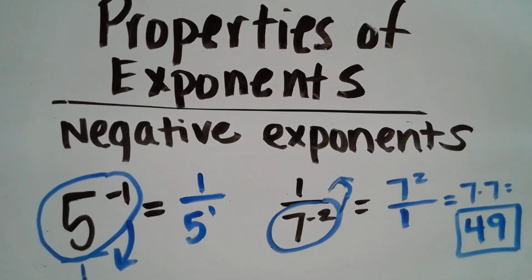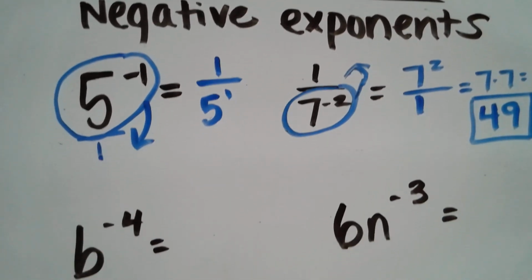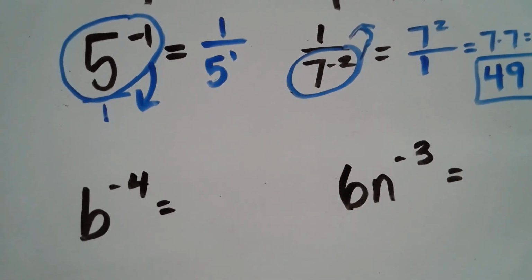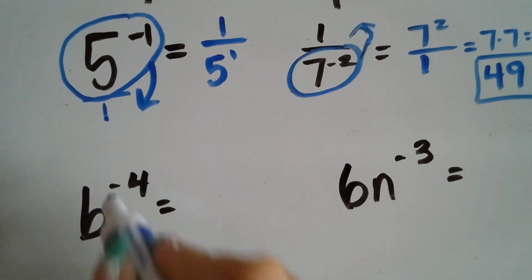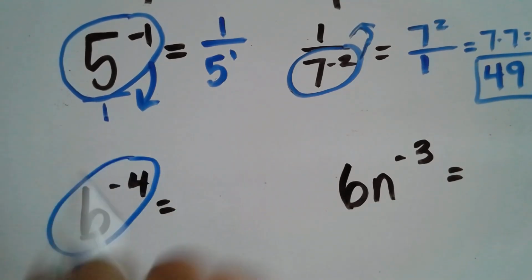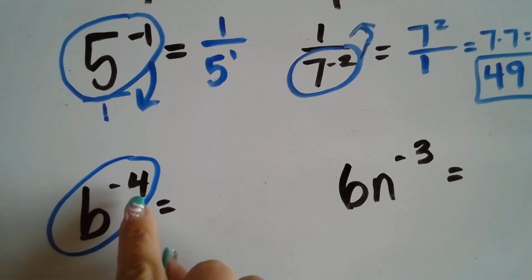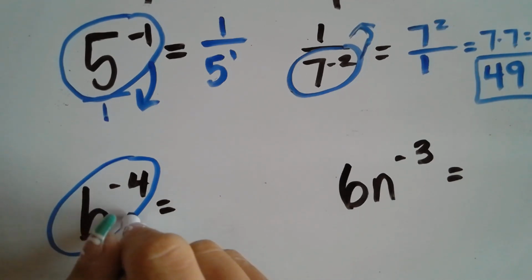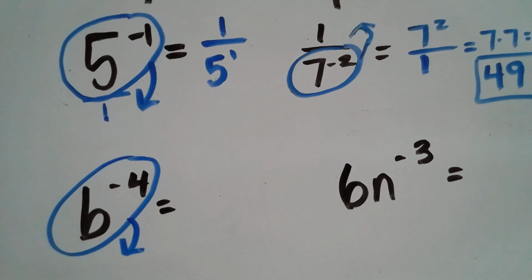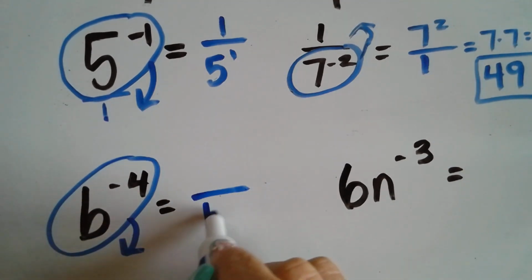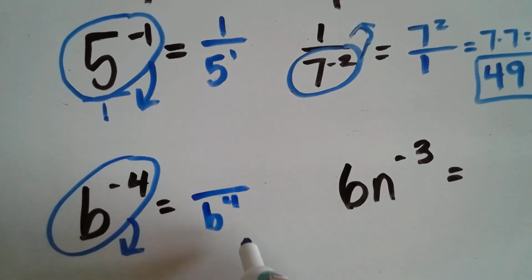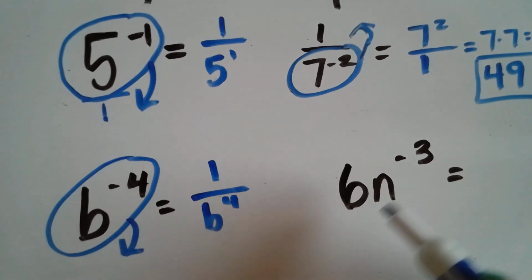So let's look at some more examples. Here we have b to the negative fourth power. We know that this goes together, and we know that there's a negative 4 as the exponent. So in my mind, I'm like, okay, that's going in the denominator to make it positive. So we're going to say b to the fourth goes at the bottom, and 1 is going to go at the top. We're just making it a fraction.